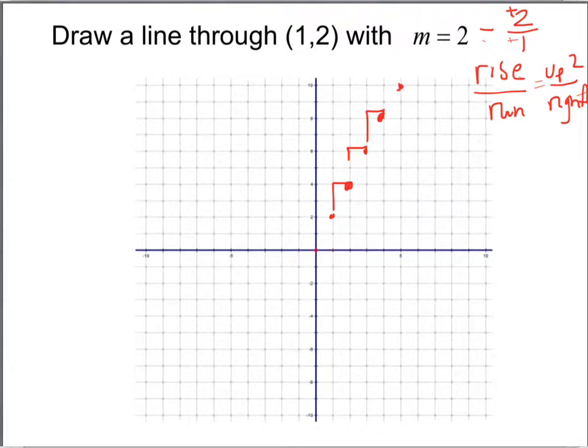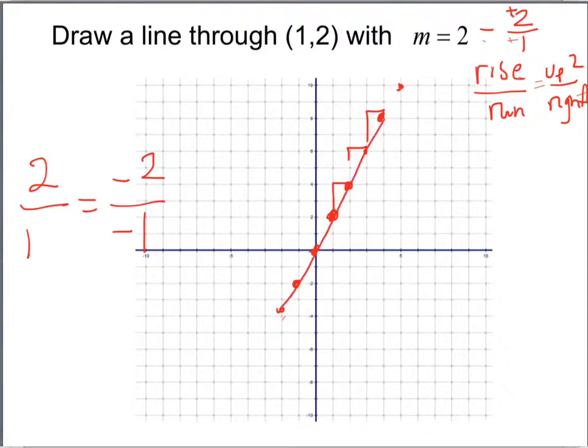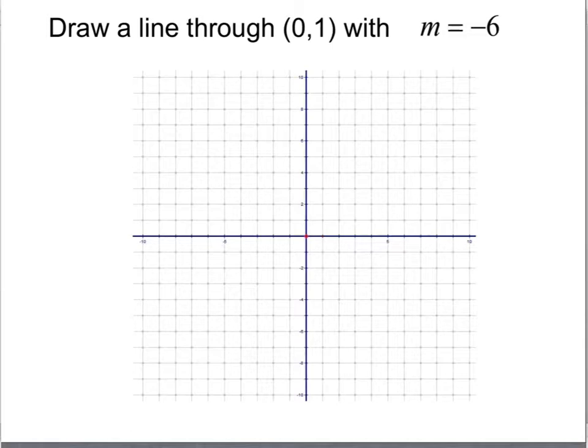Or remember that 2 over 1 is the same as down 2 and left 1. Right? So if I took from my original point, I went down 2 and left 1, I'm just going to get a point that's left of the original point, but still collinear. Right? All these points are collinear. So here is my line. Okay? All right, let's try it one more time.